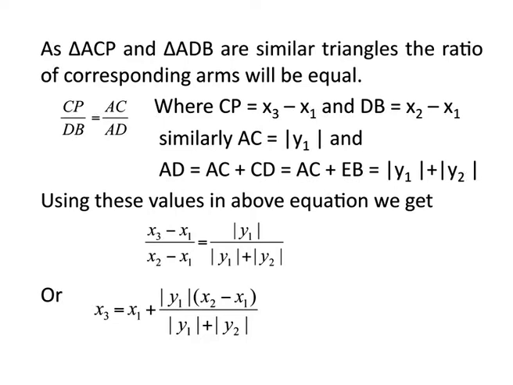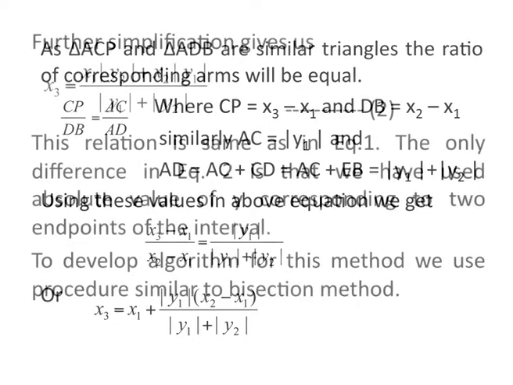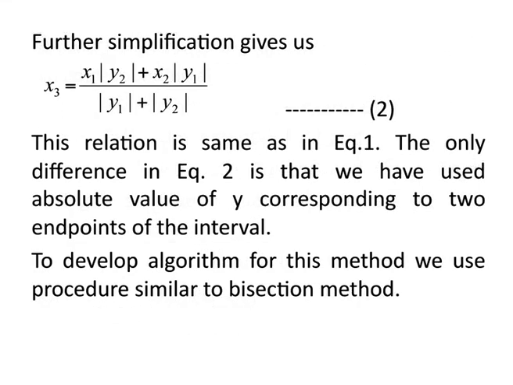Similarly, AC is equal to the value of y 1, that means modulus of y 1, and AD is the sum of the values of y 1 and y 2. Using these values, we will get the expression for x 3. As you can see on your screen, after simplification, we will get the value of x 3 as given in equation 2. Equations 1 and 2 are almost similar. The only difference is that here we have only the absolute values of the function.